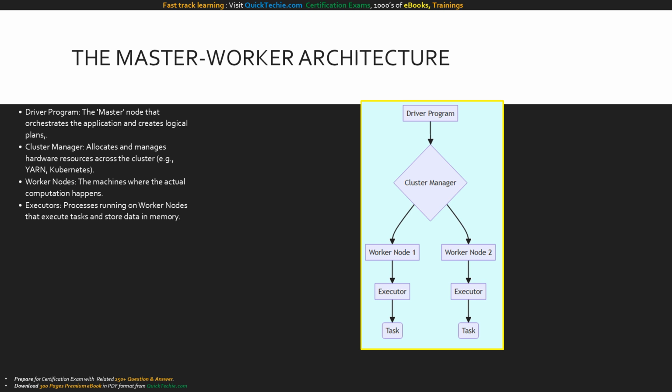In this flowchart, you can see the clear hierarchy of a Spark cluster. At the top sits the driver program, passing instructions down to the cluster manager. The cluster manager then communicates with multiple worker nodes based on available resources. Inside each worker node, executors are launched. These executors are where the real magic happens. They execute the individual tasks and keep data cached in memory for rapid access. It is a highly coordinated dance between orchestration and execution.